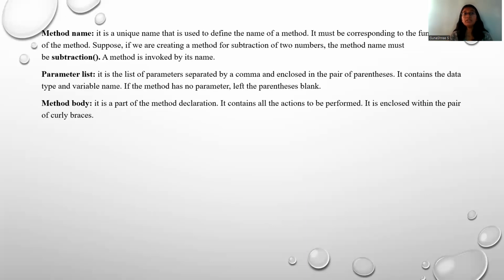What is a method name? It is a unique name that is used to define the name of the method. It must correspond to the functionality of the method. If you're creating a method for subtraction of two numbers, then the method name must be subtraction, and the method will be invoked by its name. Next, the parameter list. It is a list of parameters separated by commas and enclosed in a pair of parentheses. It will contain the data type and variable names. If the method has no parameters, the parentheses will be left blank.